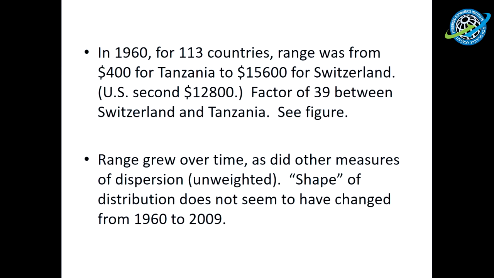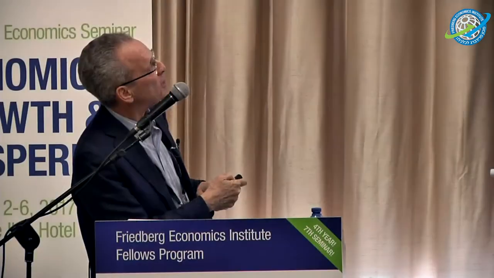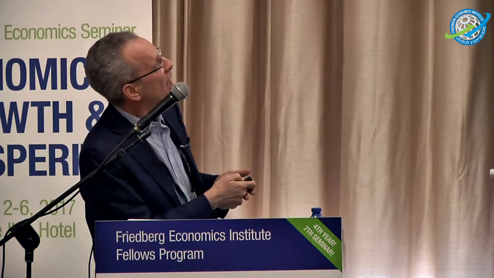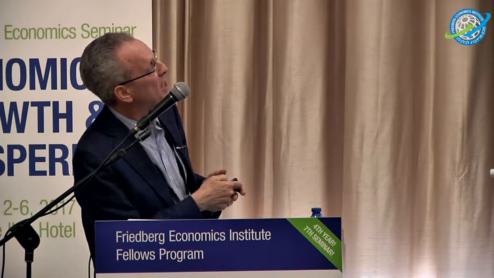You could go back now to an earlier year. So I'm going to use 1960, which is the first year where you have data for lots of countries. So there are 113 countries with the data in 1960. The range between the poorest and the richest at that date was not as great as it turned out to be in 2009. So in 1960, the poorest country in this group was Tanzania. It's about $400. These numbers are all in real terms. These are 2005 US dollars, it just so happens. The richest country in 1960 was Switzerland, almost 16,000. And the United States at that point was second at 13,000.